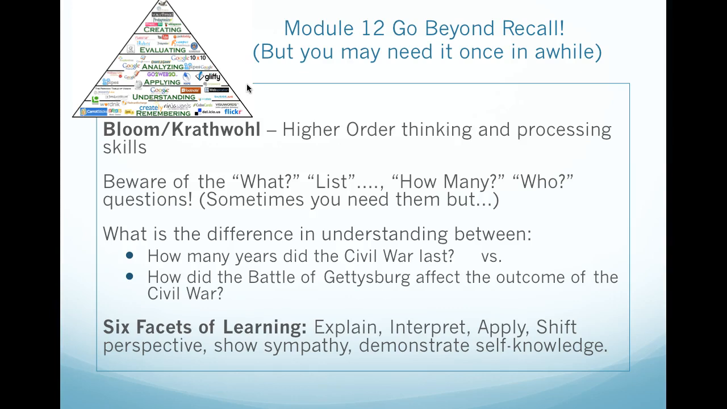Where the last one actually requires students to apply and be empathetic with the outcomes of the Civil War, which moves you into the 6 facets of learning, which are promoted by this understanding by design. So these students are now showing sympathy. They're demonstrating perspective, perhaps even a little bit of self-knowledge as you move along.